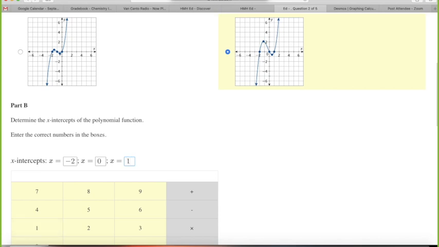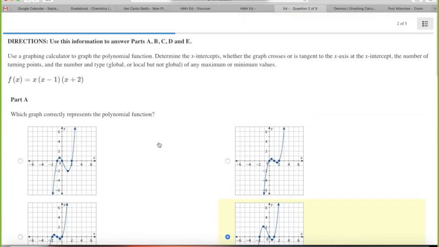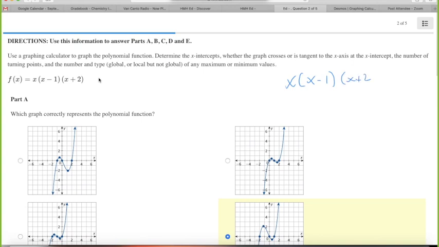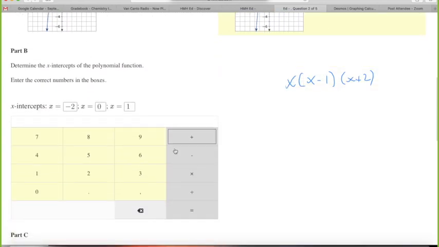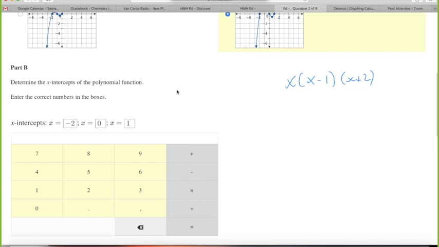So again, I'm just looking at where the graph crosses the x-axis. We could also check these answers up here. So we're just going to write this down. x minus 1, x plus 2. So our x-intercepts, -2 right there, 1, 0, too easy.